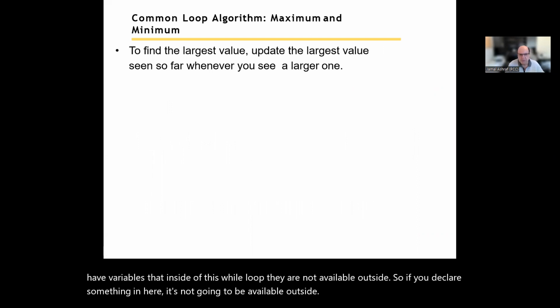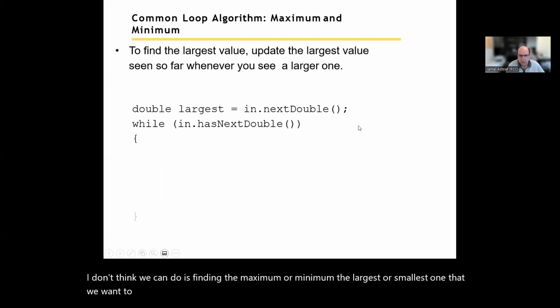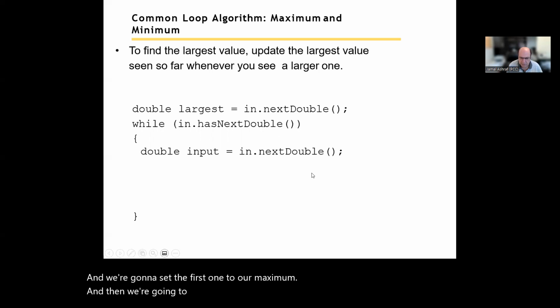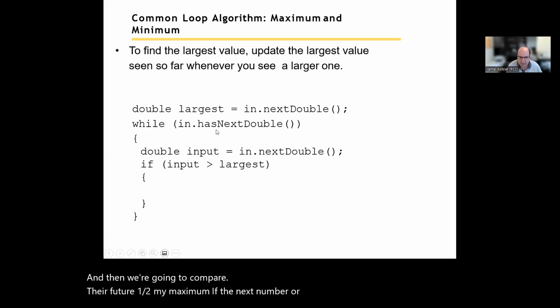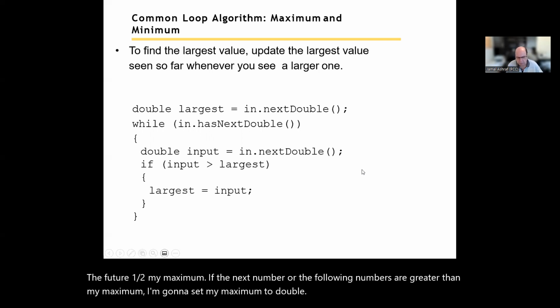Another thing that we can do is finding the maximum and minimum, the largest or smallest one that we want. So one way of doing it is we're going to read something and we're going to set the first one to our maximum. And then we're going to compare the future ones to my maximum. If the next number or the following numbers are greater than my maximum, I'm going to set my maximum to that. So I'm looking for a larger number.